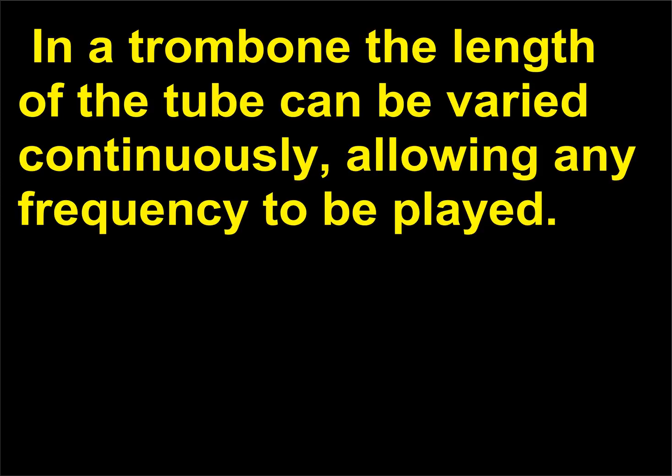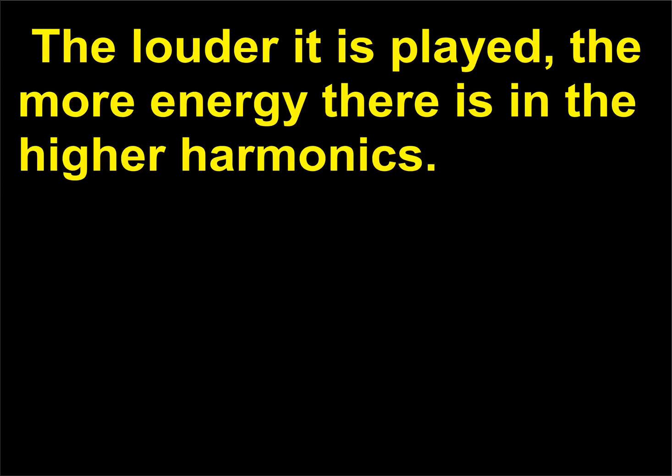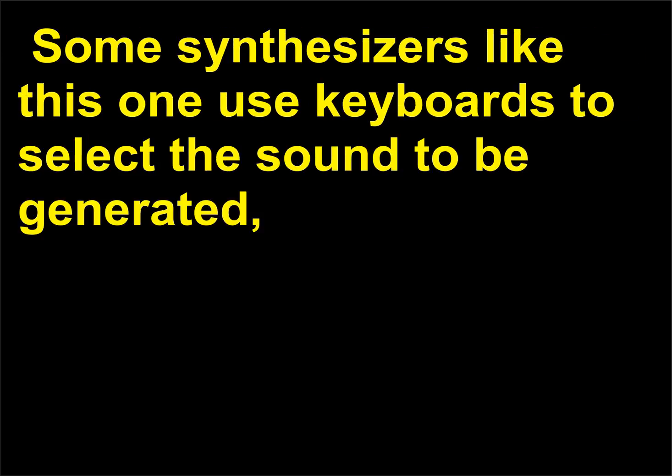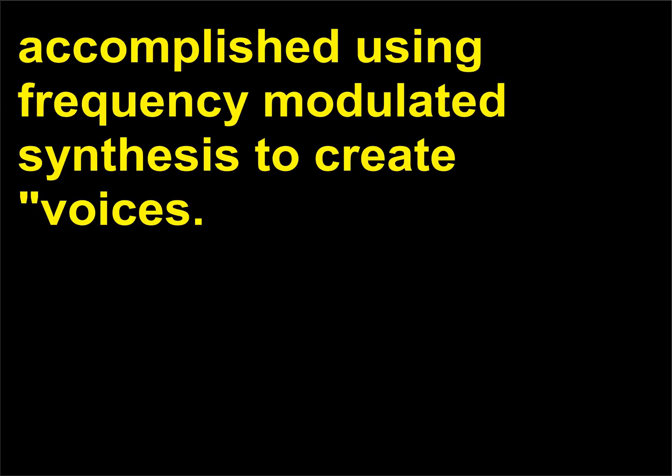In a trombone, the length of the tube can be varied continuously, allowing any frequency to be played. The spectrum of a brass instrument depends strongly on its pitch and loudness. The louder it is played, the more energy there is in the higher harmonics. Some synthesizers like this one use keyboards to select the sound to be generated, while others use computers. The ability of a synthesizer to imitate various instruments is accomplished using frequency-modulated synthesis to create voices.